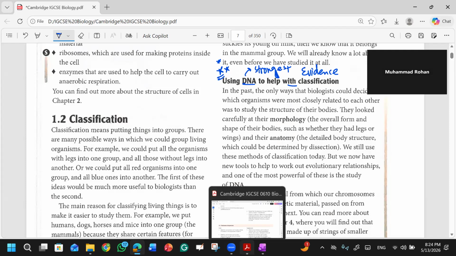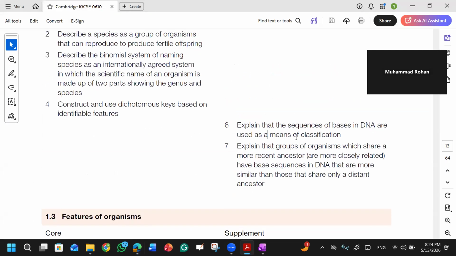So section 1.2 part 6 we have done. Then part 7: explain that groups of organisms which share a more recent ancestor are more closely related. Okay, this we have discussed already. Do you agree with this statement? That groups of organisms which share a more recent ancestor are more closely related. Like if their ancestor is same, it means they are closely related.